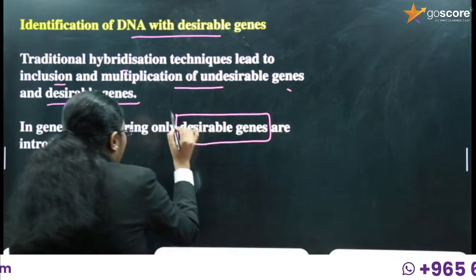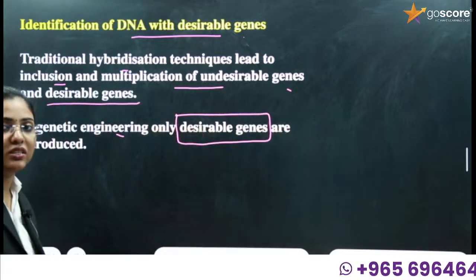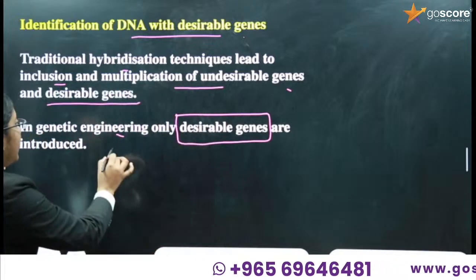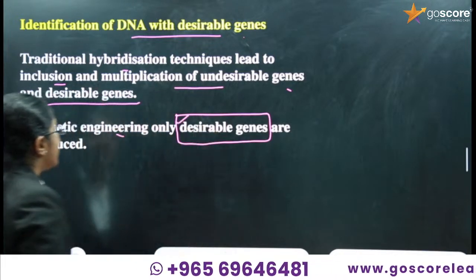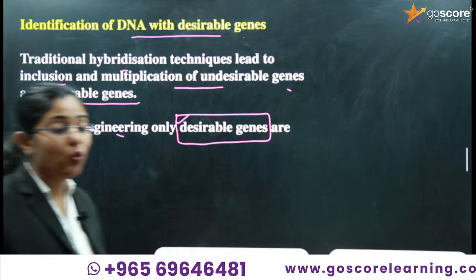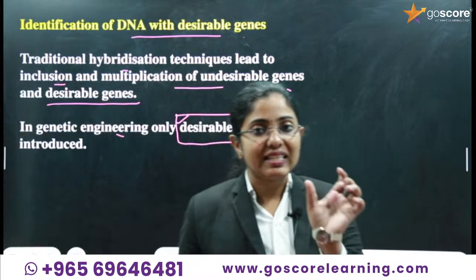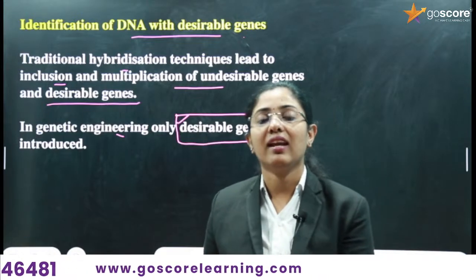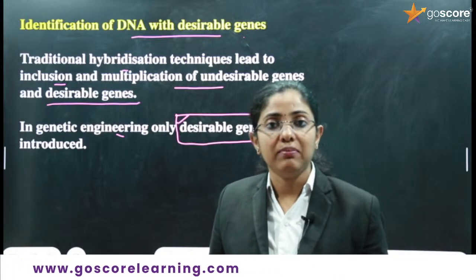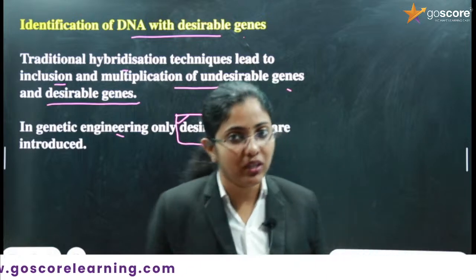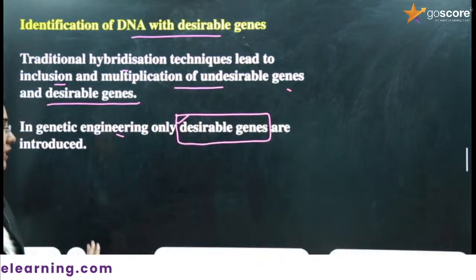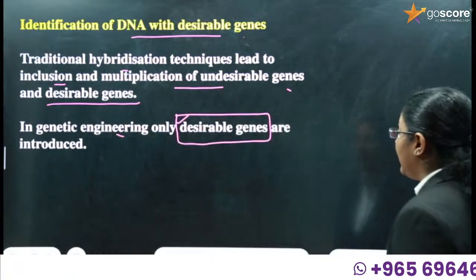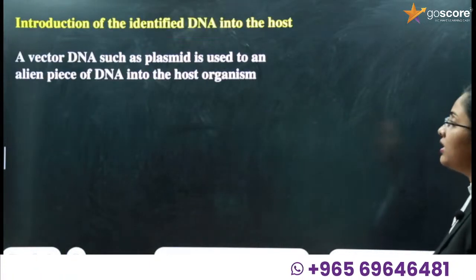So in genetic engineering, it is very important, dear students, that term should be there in your answer sheet: desirable genes are introduced. Only the needed, wanted genes are taken and transferred from one plant to the next plant. Clear? Fine. That's all about the identification of DNA with desirable genes.